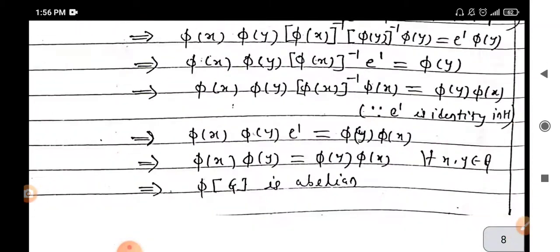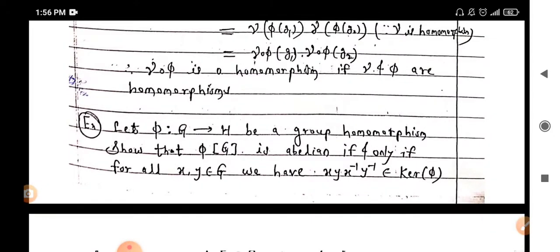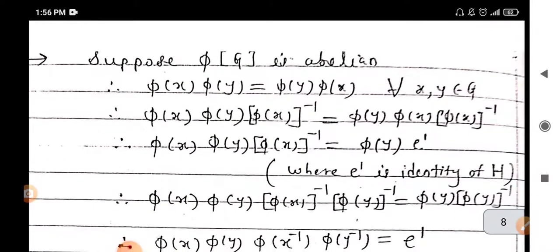Now see the next example in the exercise. Phi from G to H is a group homomorphism. Then show that phi of G is abelian if and only if for all x, y belonging to G, x y x inverse y inverse belongs to kernel of phi. Suppose that phi of G is abelian, then phi of x into phi of y is the same as phi of y into phi of x.